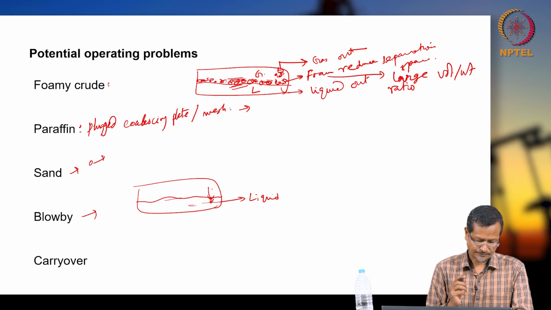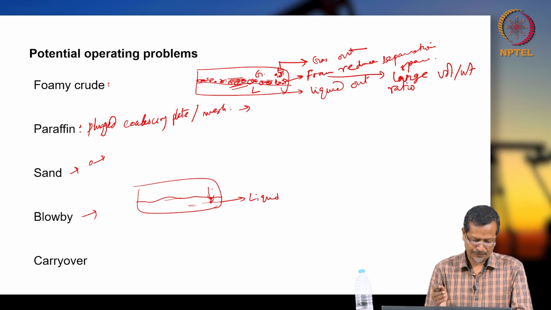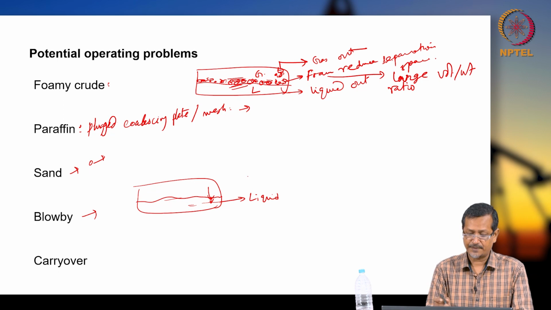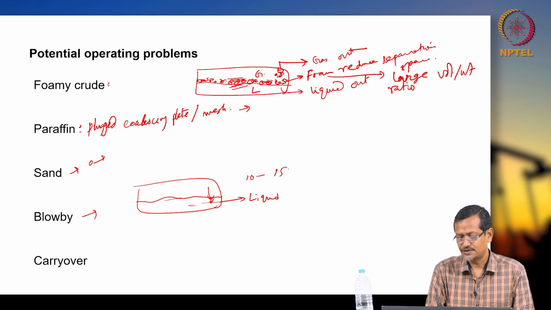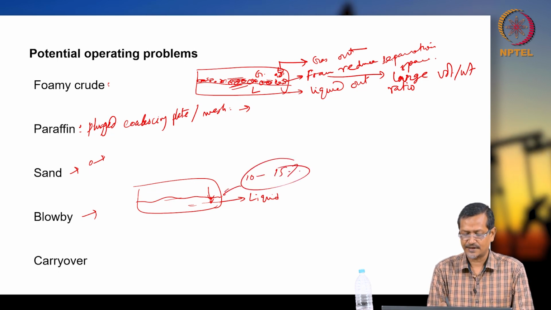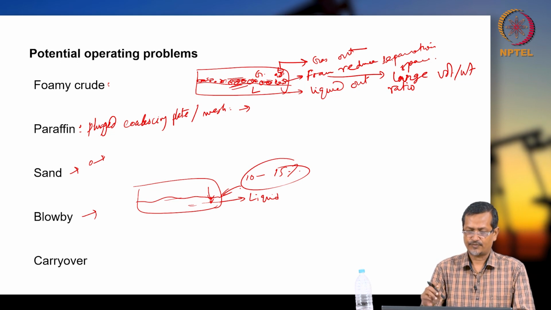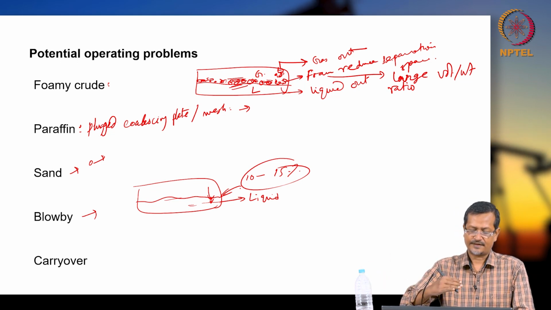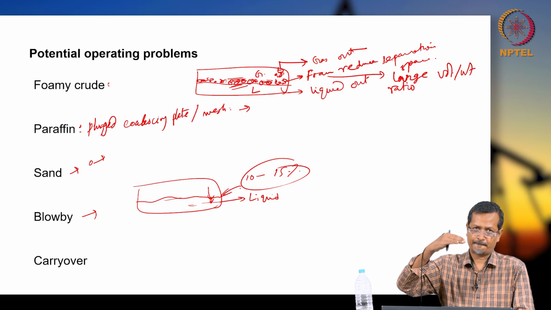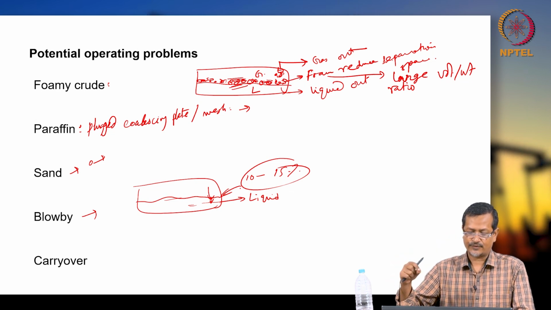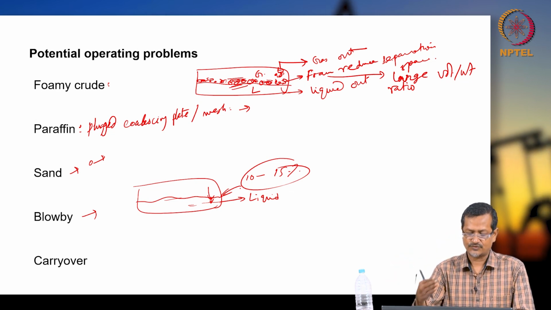When the liquid level drops 10 to 15% below a certain limit, then you have to stop the dump valve, allow the liquid level to build up further, then open the liquid output valve or dump valve. Then things will work like this.